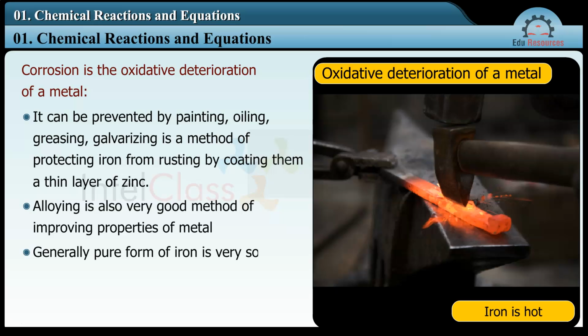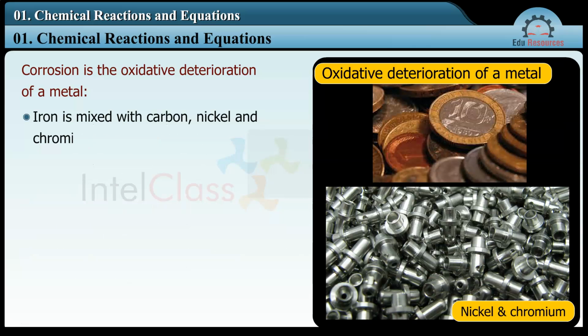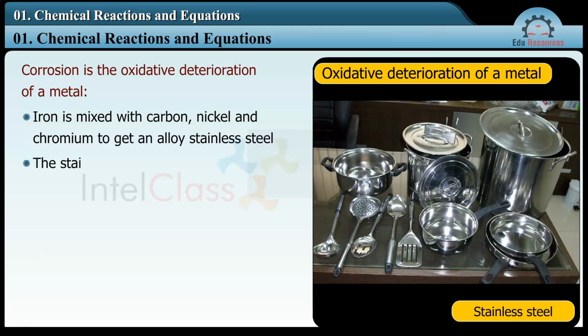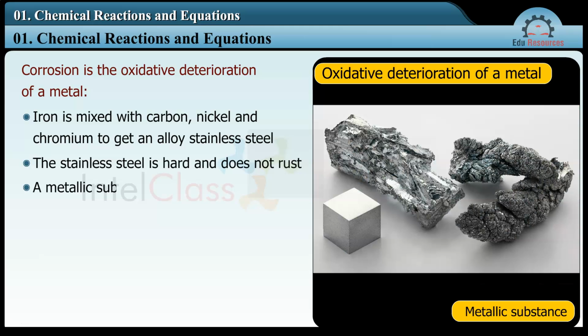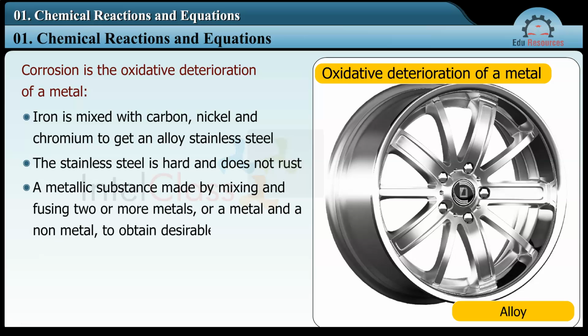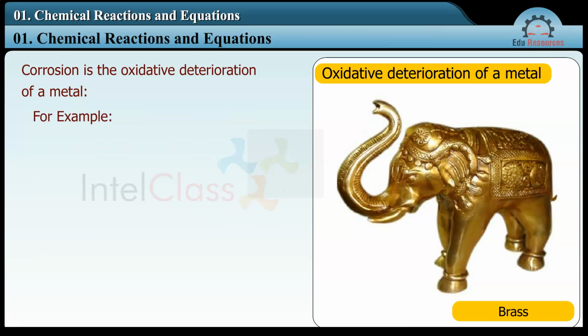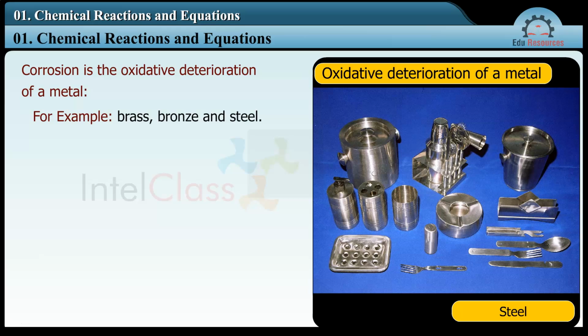Generally, the pure form of iron is very soft and stretches easily when hot. Iron is mixed with carbon, nickel and chromium to get the alloy stainless steel. The stainless steel is hard and does not rust. A metallic substance made by mixing and fusing two or more metals, or a metal and a non-metal, to obtain desirable qualities such as hardness, lightness and strength is known as an alloy. For example, brass, bronze and steel.